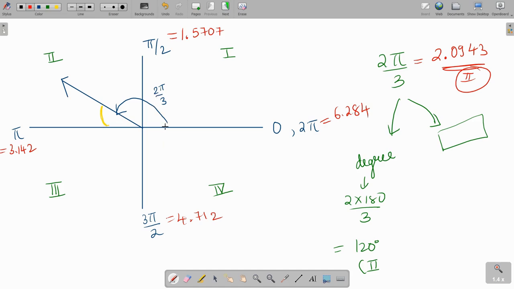Same thing you're going to draw. You're not going to write 2.0943. You're going to write the original question that was given in here. Okay, so 2 pi by 3. That's it. Yeah.